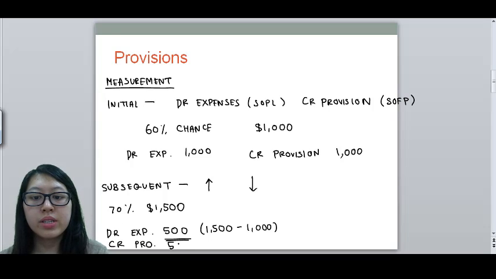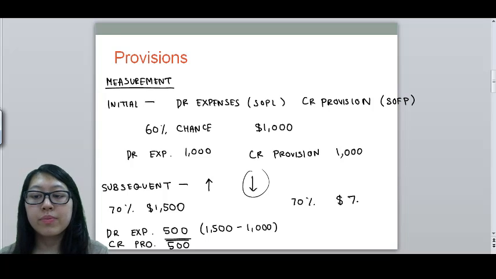It will be credited by 500. Okay? But what if the scenario was a decrease? Let's say instead of them saying 1,500, they figured it would be $700. Let's say last year I recognized a $1,000 provision, and now I have to recognize a $700 provision instead. So we can see that it has decreased by $300.